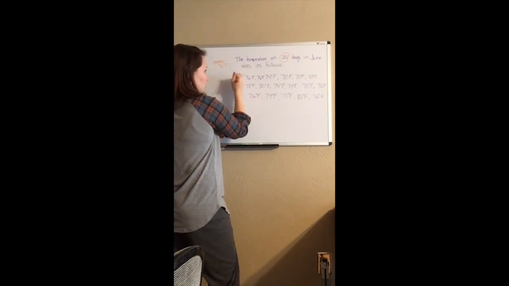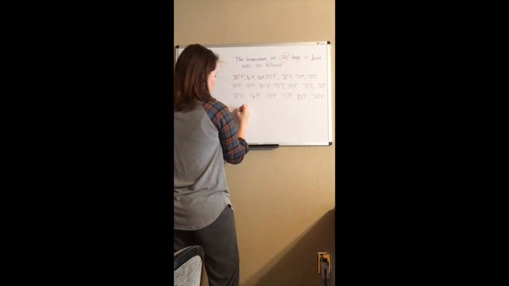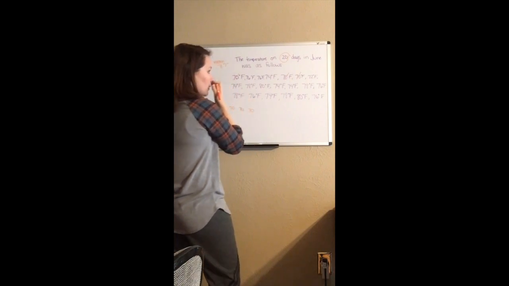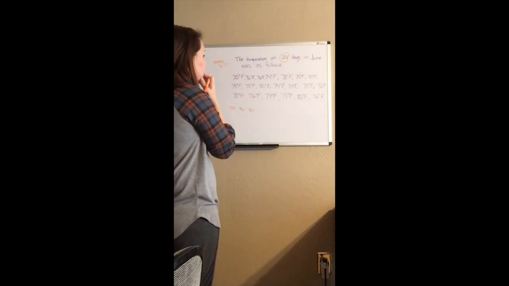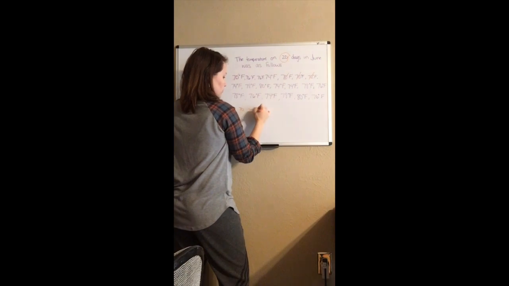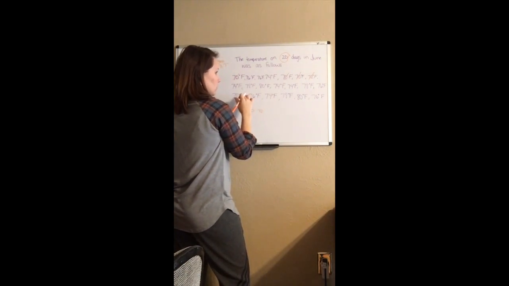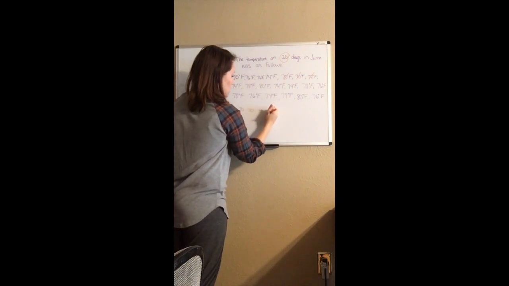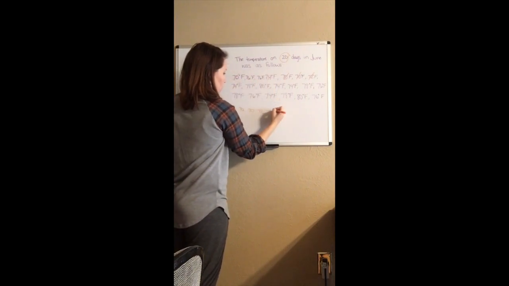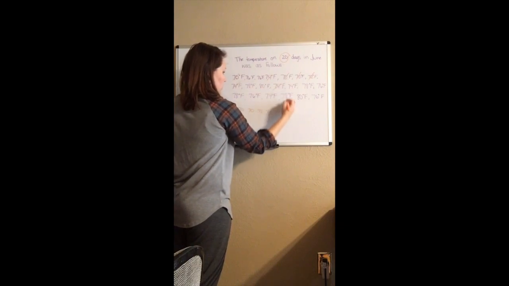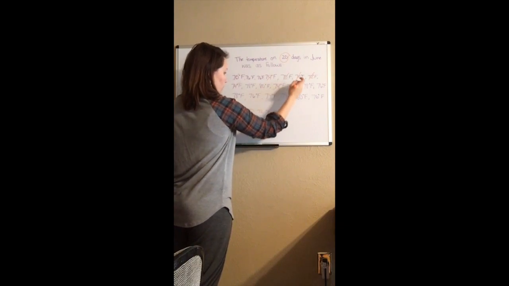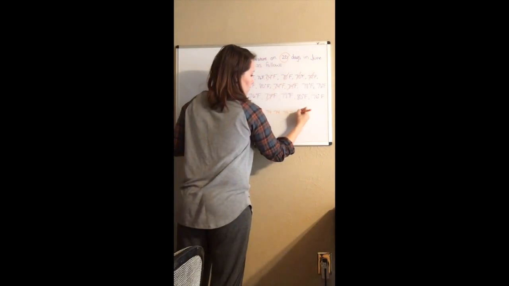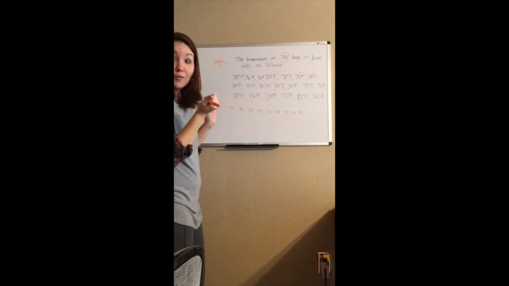So 70, 70, 70. So we have three of those. Then 72, no 73, so 74, so you have 1, 2, 3, 4, 5 of those. Got a contender for our mode there.